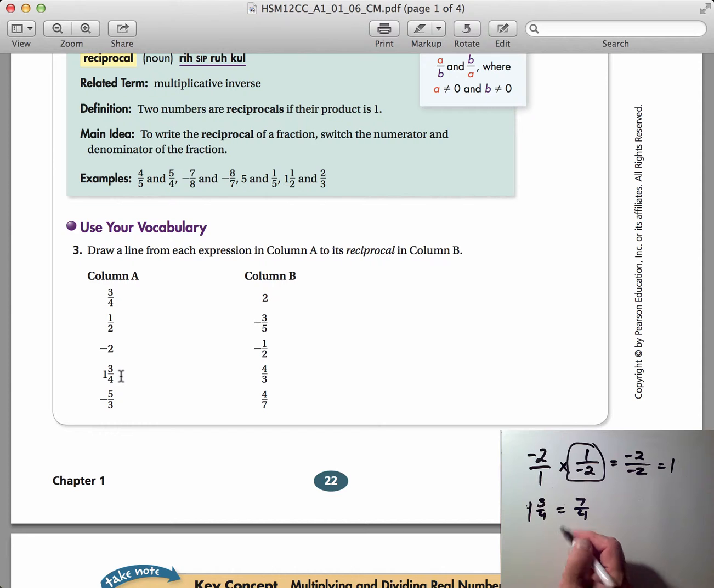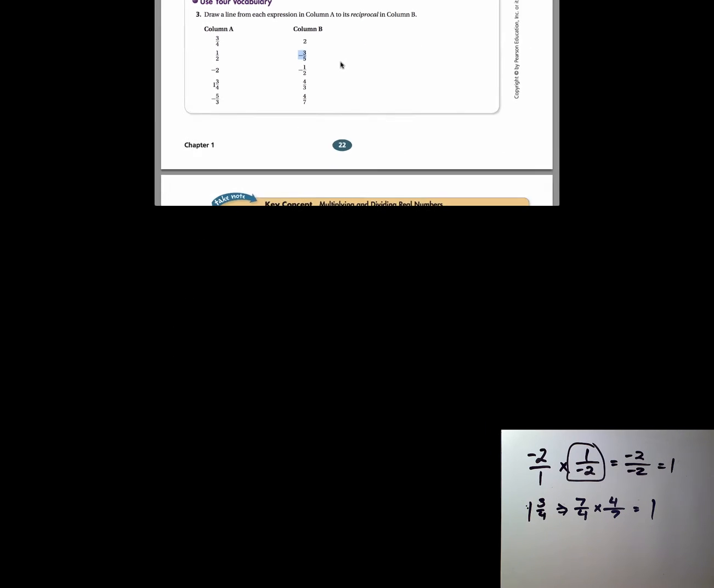Now what's the reciprocal of 7/4? Well, we switch them around. It's 4/7, which equals 1 if you multiply these together. Do we have 4/7 out here? Sure we do, right here. That is the reciprocal to 1 3/4. And then the last one is -5/3. If we flip it around, we find that the reciprocal to that one is -3/5.